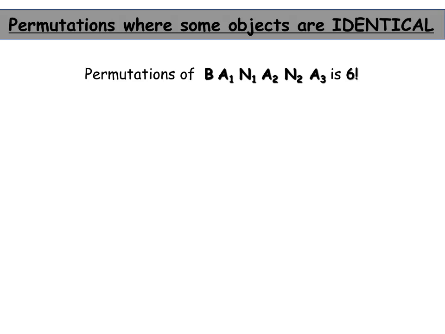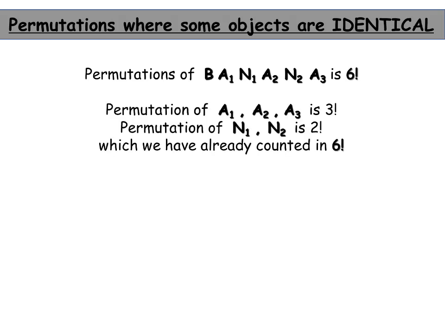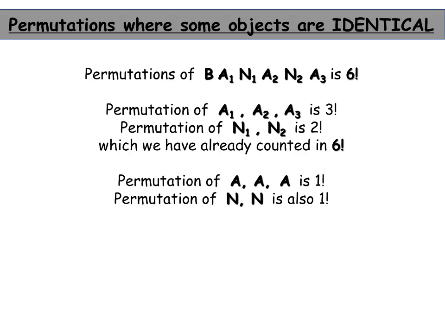Permutations of the 6 letters is 6 factorial, whereas the permutation of A1, A2 and A3 is 3 factorial, and the permutation of N1 and N2 is 2 factorial, which we have already counted in 6 factorial. The permutation of identical objects will always be 1, because however we arrange them, it will end up with the same arrangement. The permutation of 3 identical A is 1. Similarly, the permutation of 2 identical N is also 1.